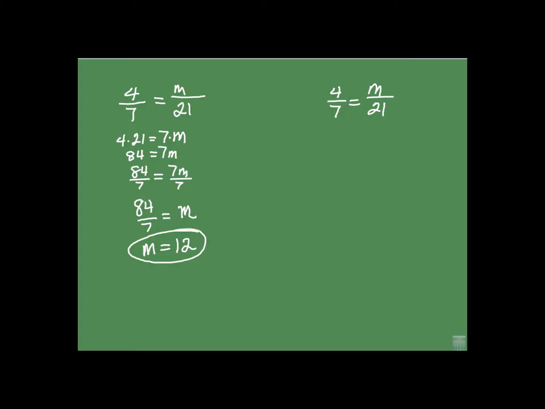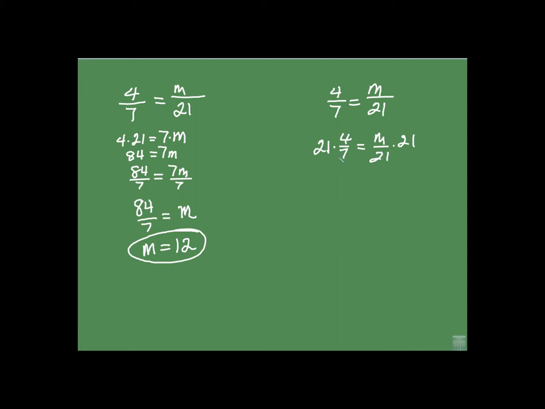Let's see why that method works. We'll start with the same equation, but we'll use our one-step equation method for solving it. If we have m over 21 equals 4/7, the solving step that we should take is to multiply each side by 21. So we'll multiply the left side by 21 and the right side by 21.